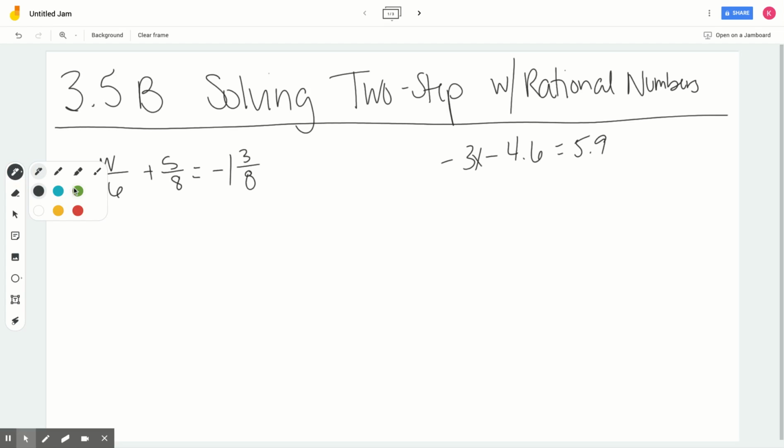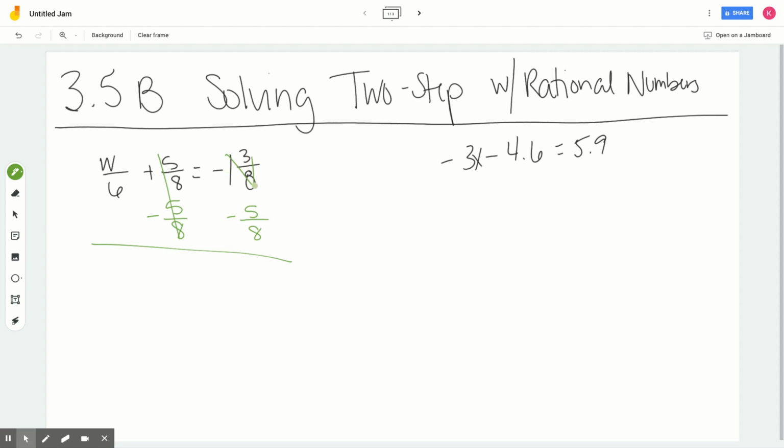Today we're going to talk about part 2 of lesson 3.5, and we're going to be solving two-step equations with rational numbers. So remember that you always want to start on the side with the variable. On the side with the variable, we're adding 5/8. Well, the opposite of adding 5/8 is to subtract 5/8. Now, since these are both eighths, we don't have to find a common denominator because there already is one. But we would need to snowball this number.